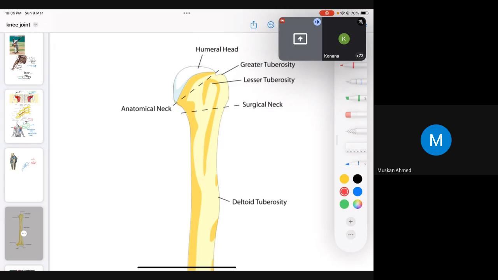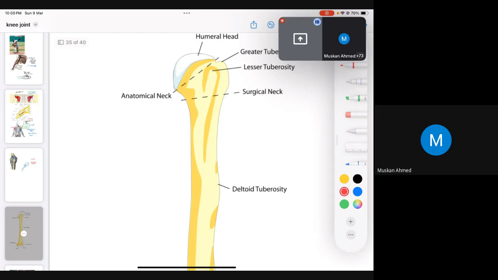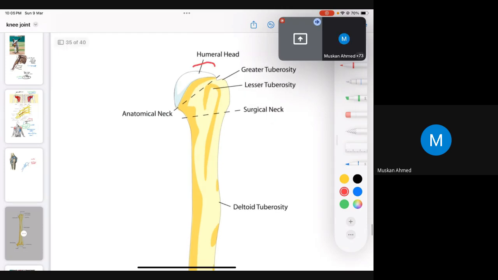What's the blood supply? Can you guys just tell me the blood supply for the head of humerus? Anyone? Circumflex. Okay, we have the axillary artery and we have the circumflex, right? So the axillary artery is basically going to supply it, right?